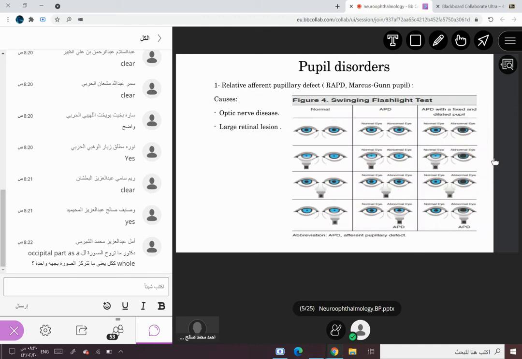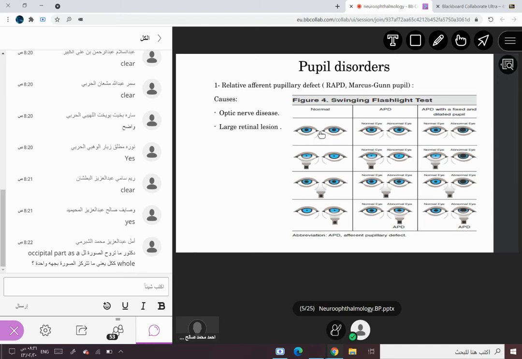So let's take the relative afferent pupillary defect, or what is called Marcus Gunn pupil. What are the causes of afferent pupillary defect? Either we have optic nerve disease or a large retinal lesion. So let's take these two examples to illustrate what the meaning of afferent pupillary defect is, and how to test and detect it. So in this example, we have a normal patient.